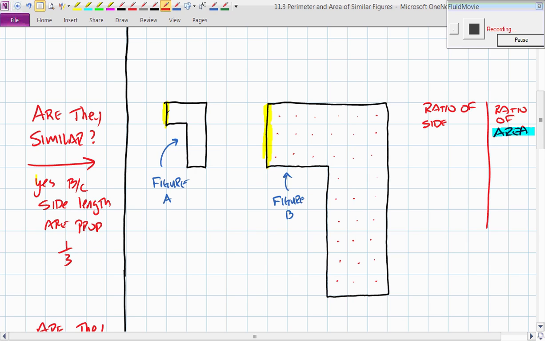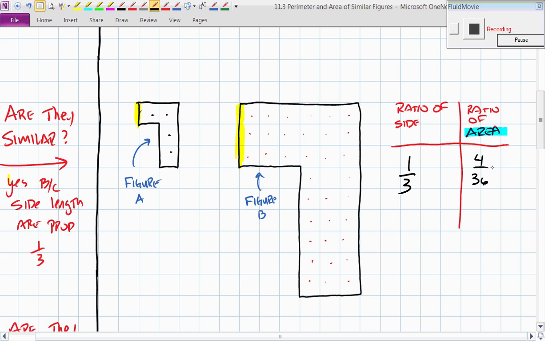So let's go over here to my little T diagram here. We said that the ratio of the sides was 1 to 3. Okay. What is the ratio of the areas here? Can you please count up the area in figure A? Yeah, Adrian, give it to me, please. 4 to 36. Area in figure A, 1, 2, 3, 4. So 4. Figure B, if you count up all those dots, there's 36 dots, right? Yeah. And if we simplify that fraction, reduce it, what will we get?